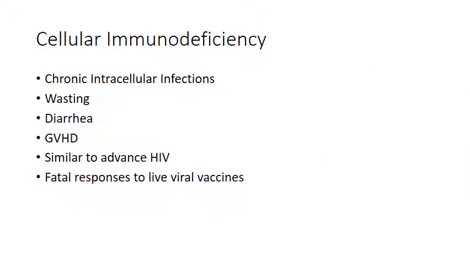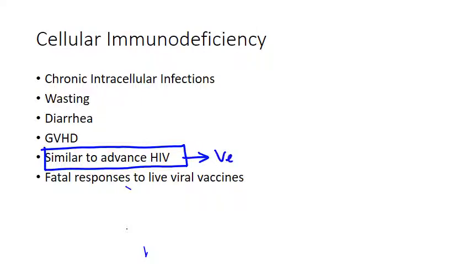So what do we think about when we think cellular immunodeficiency? We can think of cellular immunodeficiency the same way we think of advanced HIV. Really what we're looking for, though, is these same symptoms in very young patients who are not infected with the human immunodeficiency virus. These aren't acquired. These are genetic, okay? So we're going to see patients with chronic intracellular infections. We're going to see a lot of wasting, diarrhea, and some graft versus host disease that may develop.